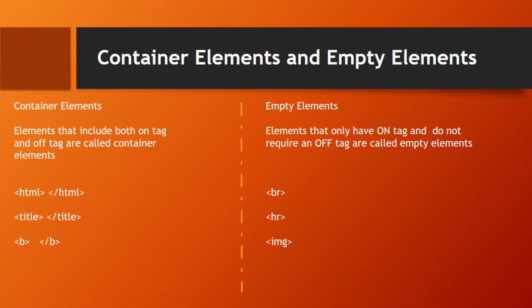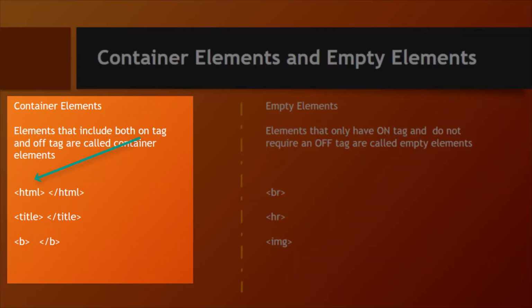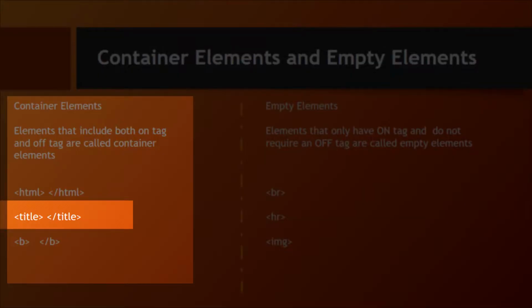First, let's see what container elements are. Elements that include both an on tag and an off tag are called container elements. I have already explained this to you. For example, this is the start tag of HTML and this is the ending tag of HTML. Title also has a start tag and end tag.